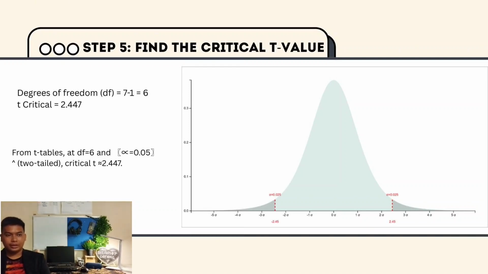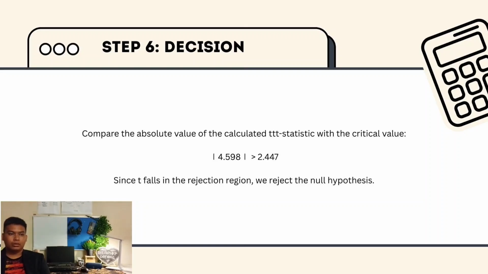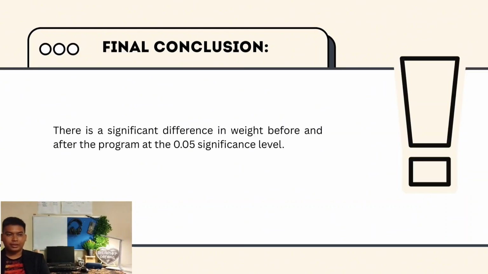Since the calculated t statistic, 4.598, is greater than the critical t value, 2.447, we reject the null hypothesis. Thus, we conclude that there is significant evidence to suggest the participants' weight changed after the weight loss intervention program. This supports the effectiveness of the intervention.